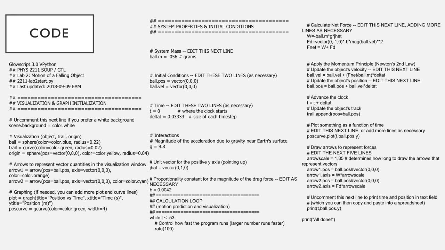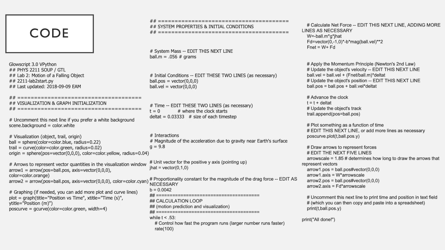In the code, the mass was adjusted to account for the mass of the ball. In addition, the delta t was changed to 0.033, and the while statement was set to while t is less than 0.53 seconds to adjust for the time taken for the ball to hit the floor as shown through Tracker.